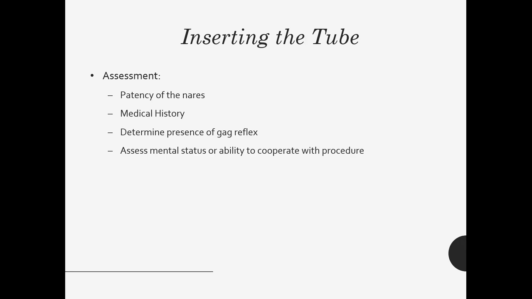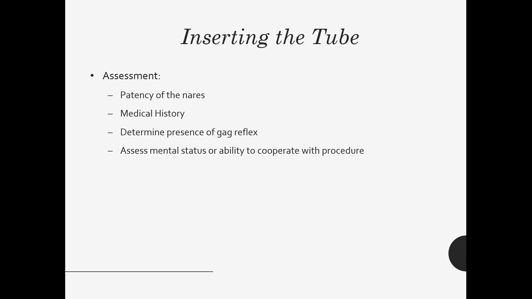Okay. So when you are getting ready to insert the tube, say you have an order for a patient to have an NG tube placed, you've selected the correct tube. Usually if it's just an NG tube, it's going to be a Salem sump, unless otherwise indicated by the physician's order. So first we have to make sure the nares, that the nose, is patent. We can do this by occluding one nostril, having them breathe through it, and then occluding the other nostril and making sure they can breathe through both of them. So that's how we assess for patency.